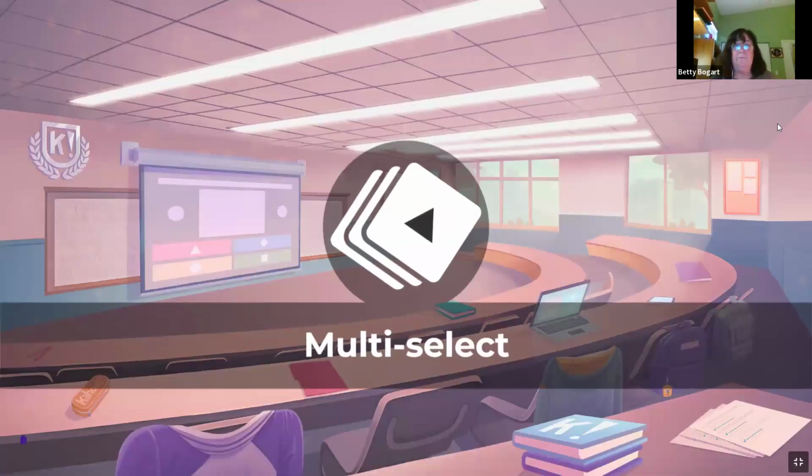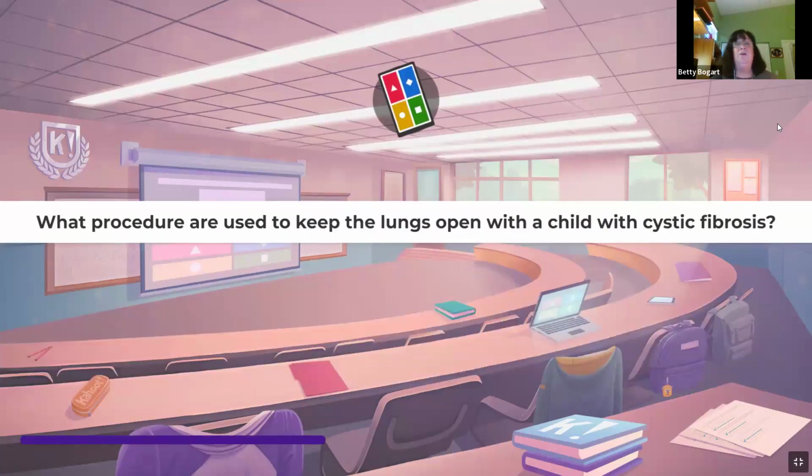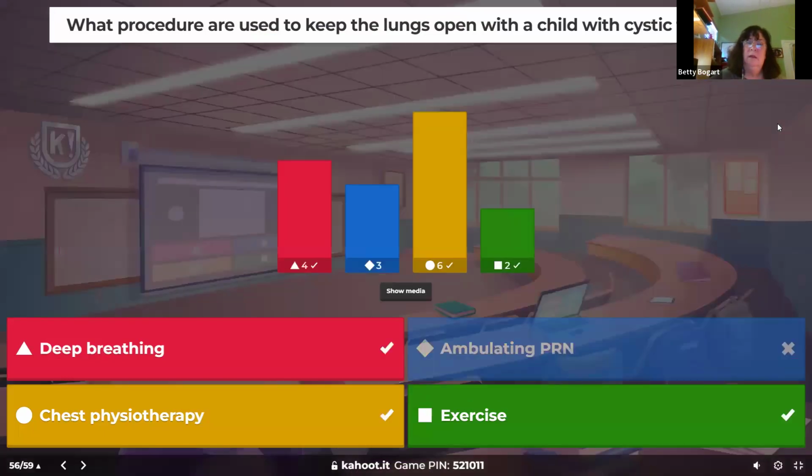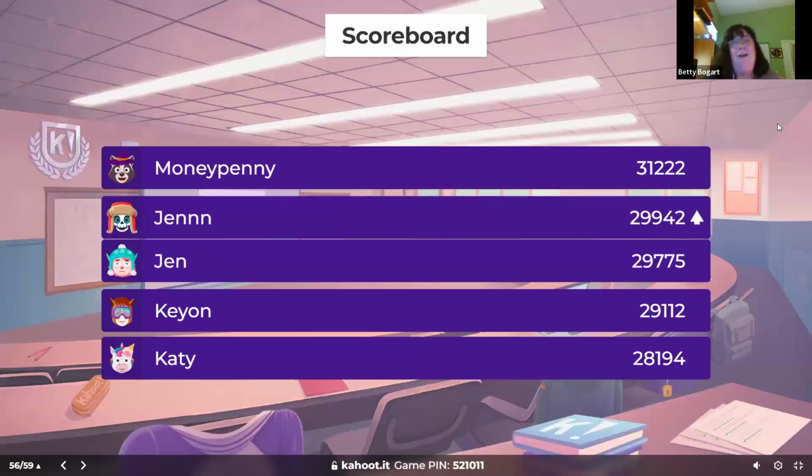What procedure is used to keep the lungs open with a child with cystic fibrosis? Deep breathing, coughing, chest CPT, not ambulating PRN, ambulating QID, not just when they want. And of course, exercise is always a part of that. Get their lungs moving. And again, swimming pools are great.